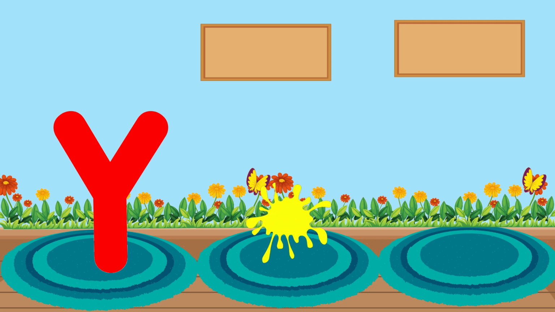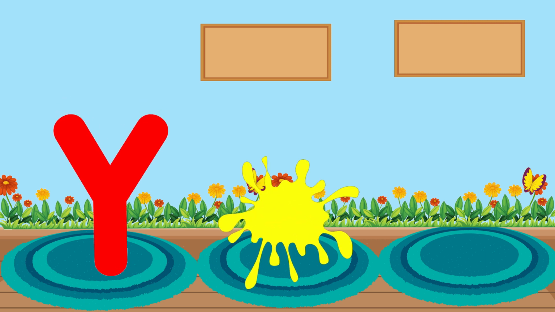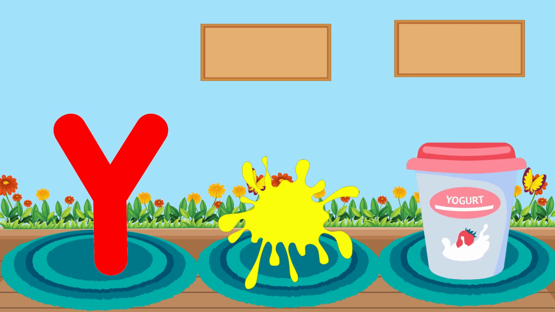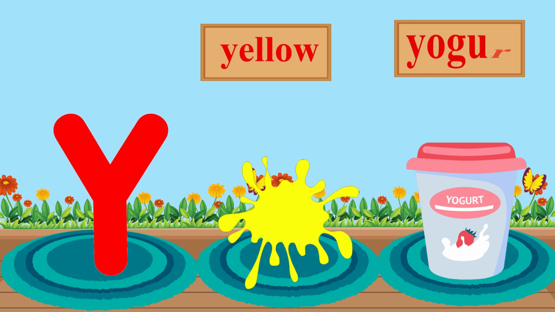Y is for yellow. Y, y, yellow. Y is for yogurt. Y, y, yogurt. Y is for y, y, y, y, yellow. Y is for y, y, y, y, yogurt.